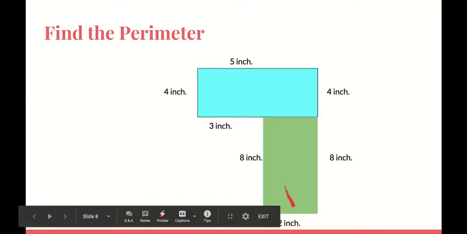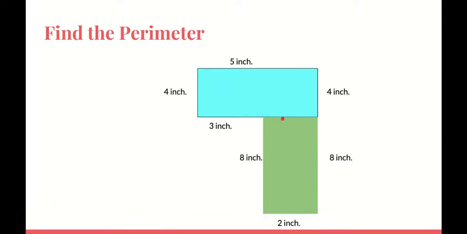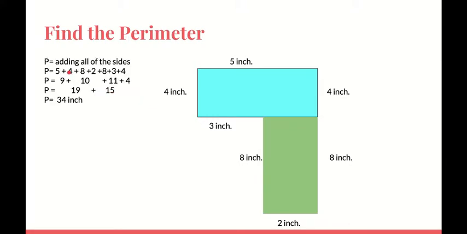If I know that this side of the green rectangle is 2 inches, then I know this side of the rectangle is 2 inches. If I know the entire length of the rectangle is 5 inches, then my missing part must be 3 inches. Once I have all the sides labeled, it's pretty simple. It's the same thing we did last week. You're going to add all the sides.